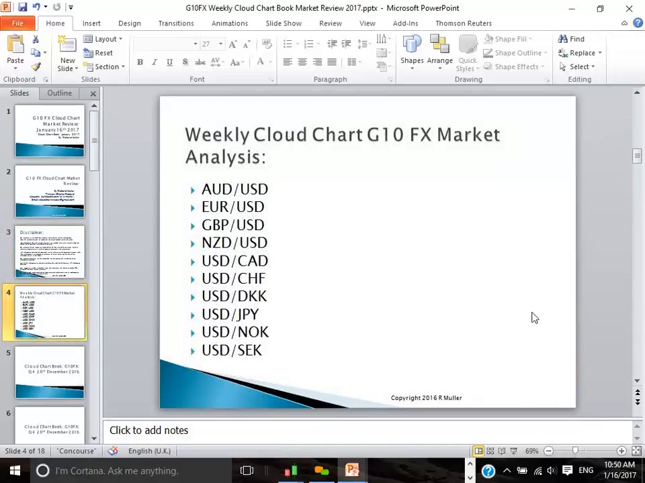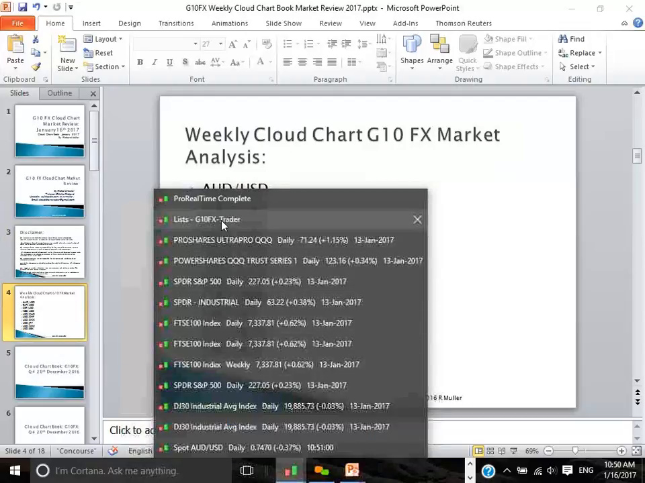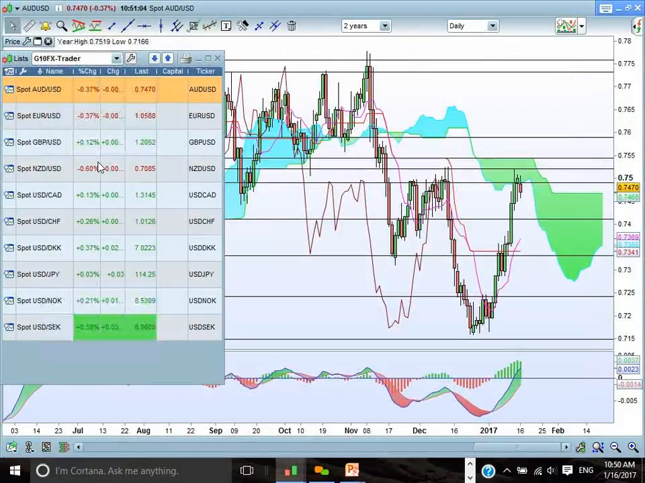So these are the G10 currencies we'll be covering in this week's currency review. We're going to jump right in, and we're going to look at the AUD US dollar, Australian dollar, US dollar.